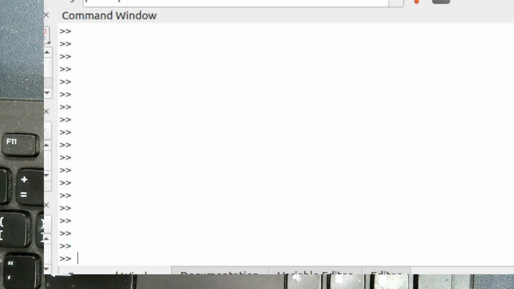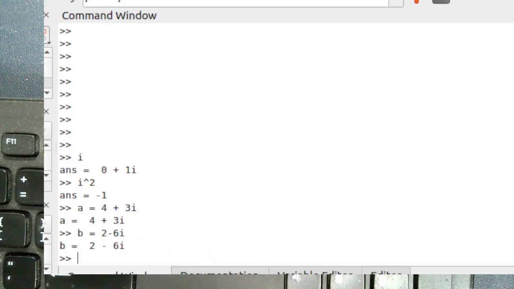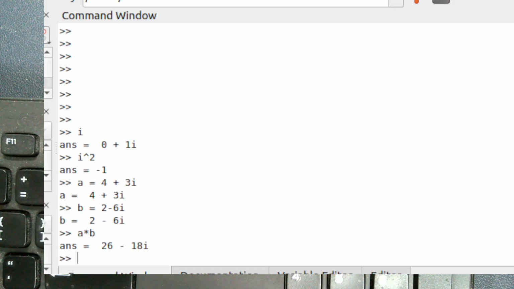I'm using a version of Octave that's installed on my computer. Octave knows the complex number i. It always writes complex numbers as the real part plus a real number times the imaginary number i. It knows that i squared is equal to -1. We could ask Octave to remember a complex number, 4+3i, save it in location A. Let's ask it to remember another complex number, 2-6i, save it in B. It can carry out complex multiplication.